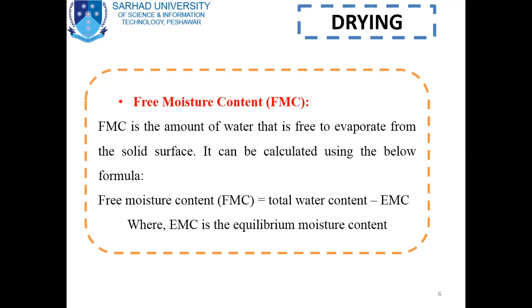Free master content can be calculated using the formula: free master content is equal to total water content minus equilibrium master content. If we subtract the equilibrium master content from the total water content, then we will get the free master content, that is the quantity or amount of water that is free to evaporate from the surface of the solid material. In this formula you can see FMC, the free master content, and EMC, the equilibrium master content.